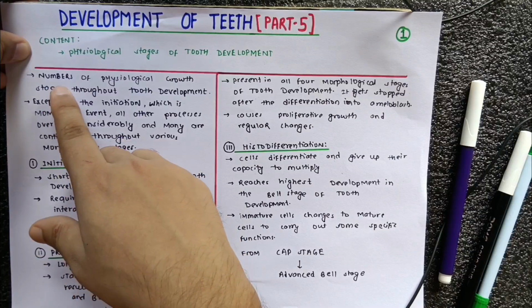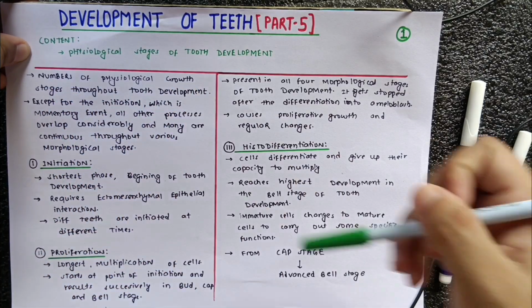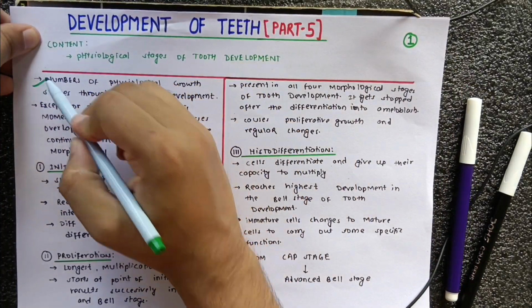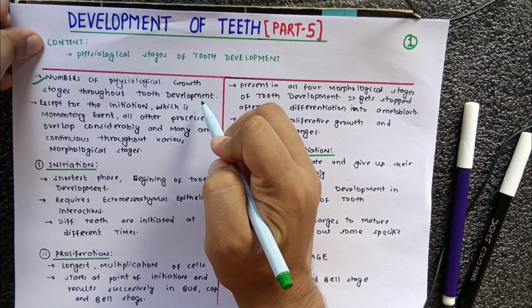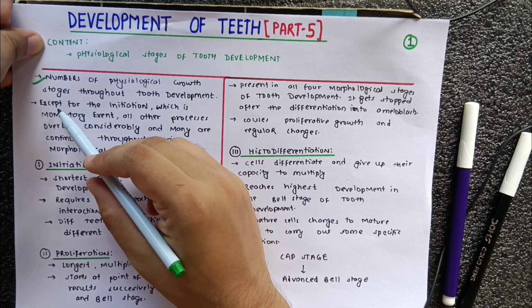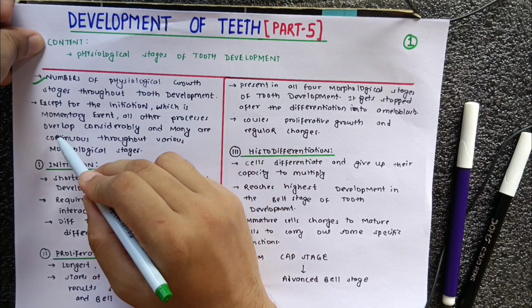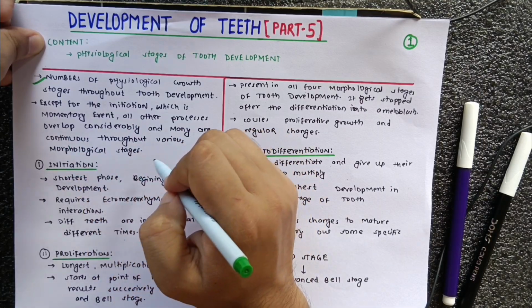As I have written here, there are a number of physiological growth stages present throughout tooth development. Except for the initiation, which is a momentary event, all other processes overlap considerably, and many are continuous throughout the various morphological stages.